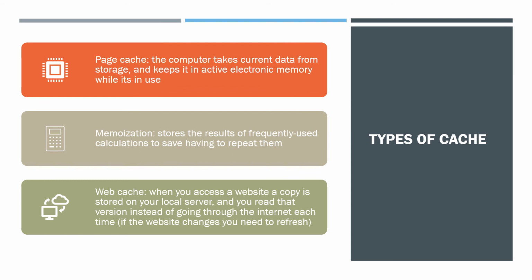Memoization is where the computer stores the results of frequently done calculations. That saves the computer having to do the working out again. And a web cache, you might be familiar with that. A web cache is where the computer stores a web page on your own computer the first time you open it, and then afterwards, unless you press refresh, it will just go back to the local copy.